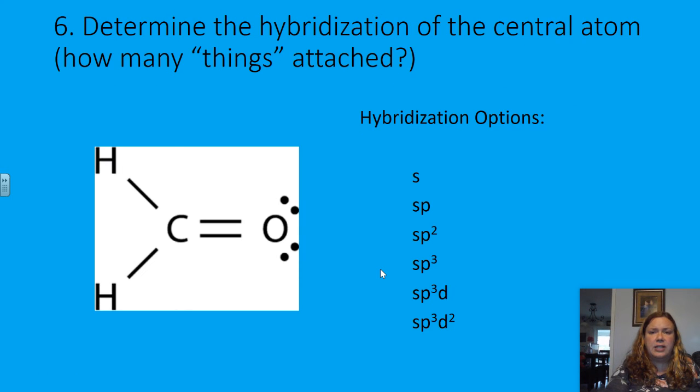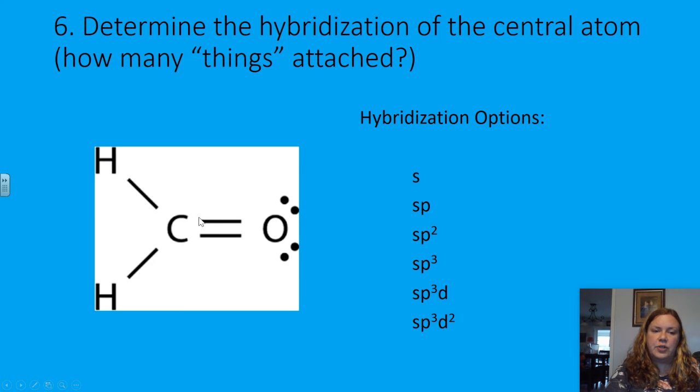We want to determine the hybridization of the central atom. So we want to see now how many things are attached. Hybridization is just how the s and the p orbitals overlap, and that's a whole other thing in chemistry. So at this point, just trust me on this: if you have one thing attached, it's an s hybridization. If you have 2 things attached, it's an sp hybridization. 3 things is an sp2. 4 things is sp3. 5 things is sp3d, because that's 1, 2, 3, 4, 5 things, and sp3d2 is 6.